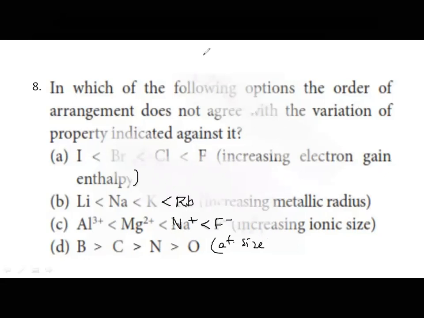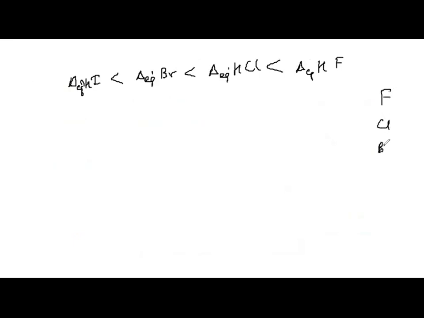Okay, let us take the first option. So what does the first option say? Electron gain enthalpy of iodine is less than electron gain enthalpy of bromine, which is less than electron gain enthalpy of chlorine, which is less than electron gain enthalpy of fluorine. See, these are halogens: fluorine, chlorine, bromine, iodine. And we know that halogens have very high negative values of electron gain enthalpy.